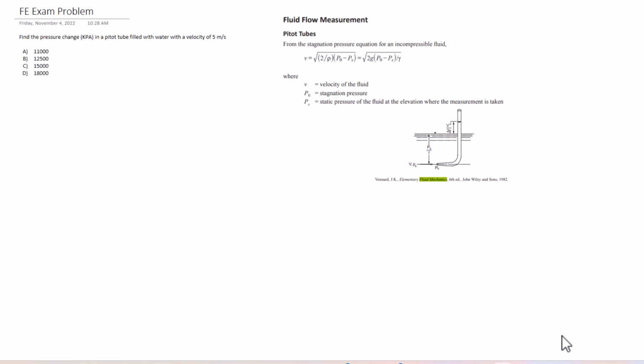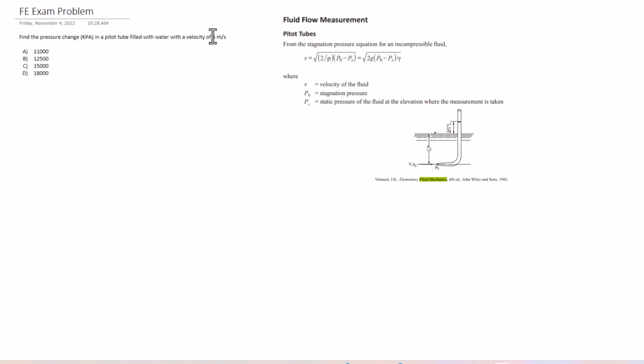We're going to be doing a little fluid mechanics, and we have a pretty simple Pitot tube problem here, but I just want to go over how there could be some slip-ups that can cause you to not do this problem right. It's also of course important to make sure our units are correct when doing these kinds of problems. So the problem statement is: find the pressure change in kilopascals in a Pitot tube filled with water with a velocity of 5 meters per second.